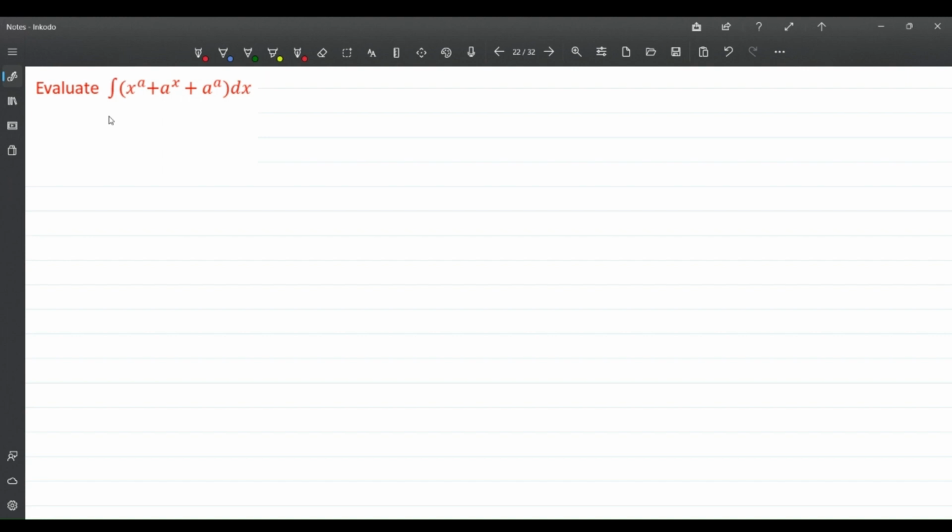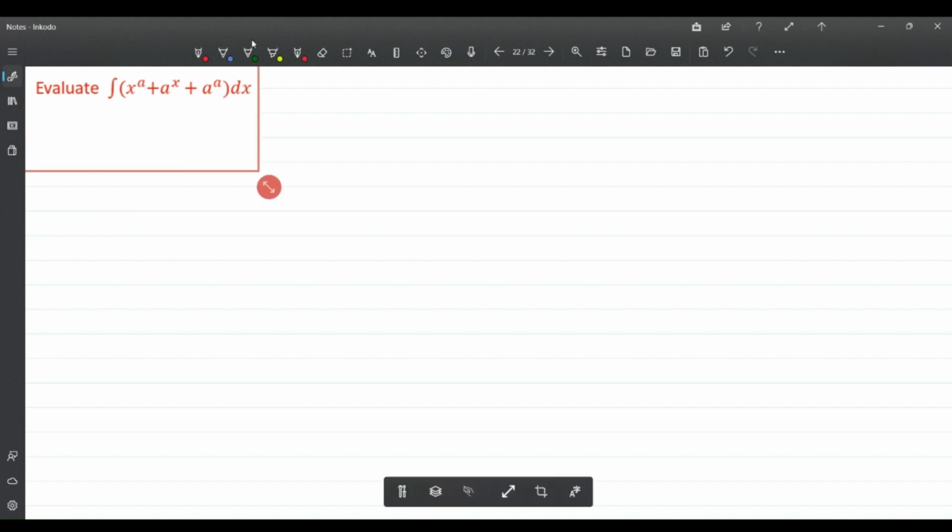Hello all, we know the standard formulas for integration. Now we have to see how we can apply the standard formulas for this type of example. On screen you can see the first example: evaluate the integration of x raised to a plus a raised to x plus a raised to a, into dx. So how can we solve this?